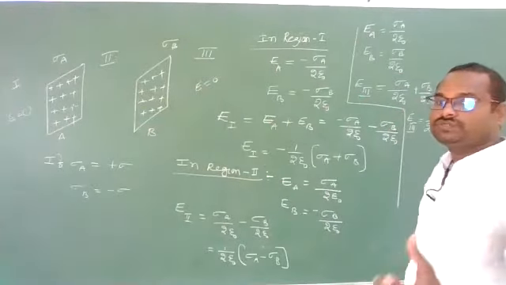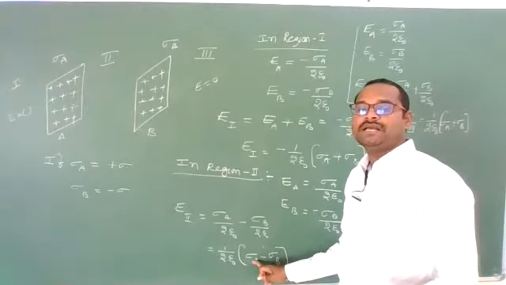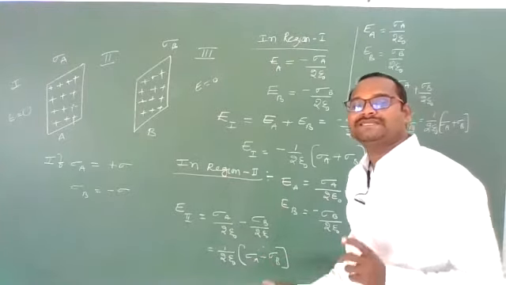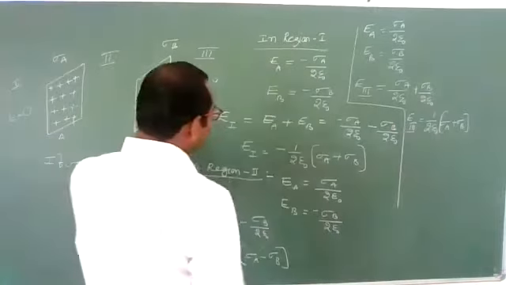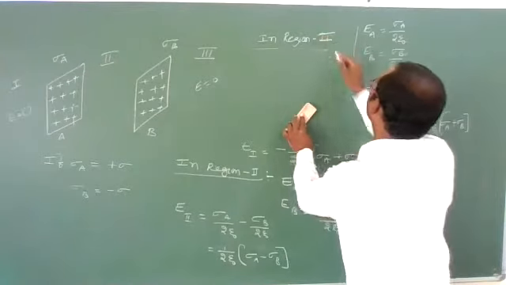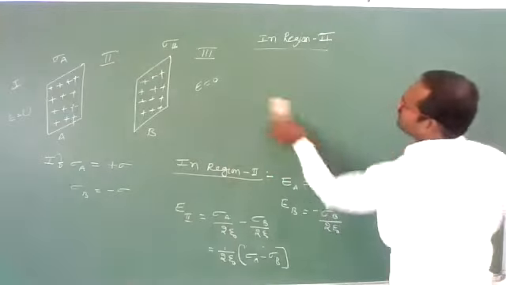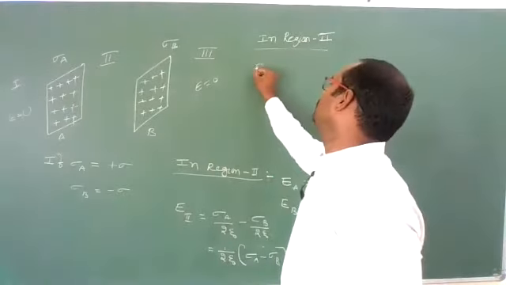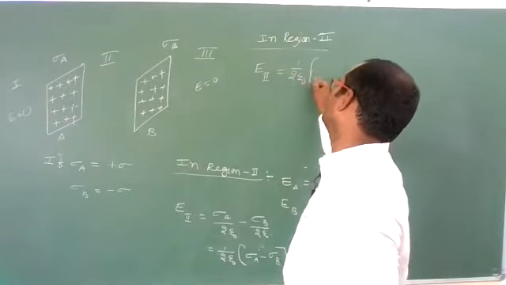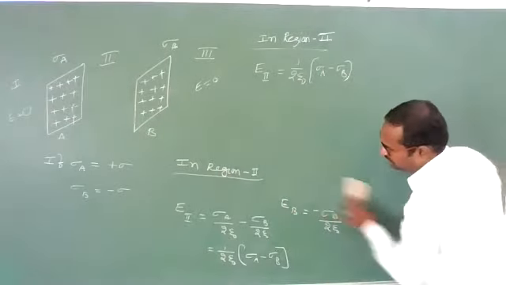What about in region 2, sir? Yes. See, in region 2, sigma A value is sigma, minus of sigma B value is minus of minus sigma, which is plus sigma. So the total net electric field in region 2, the second region, will become 1 by 2 epsilon naught into sigma A minus sigma B. This is the value.